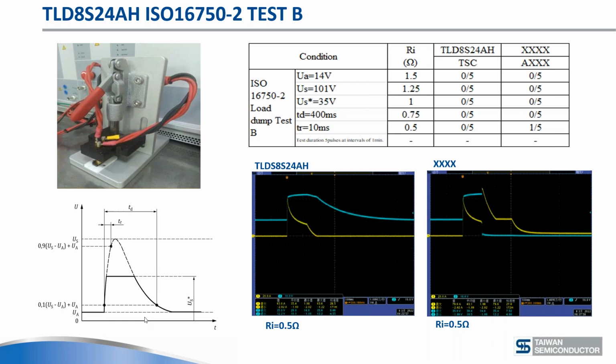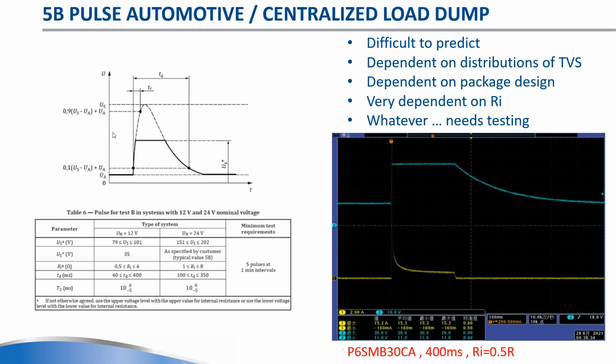The second thing, of course, is that the internal resistance and the distribution are very critical. In this case, 5B, it's very critical to understand that this is where the biggest cost savings potentially are, or the biggest differences between suppliers potentially are. I'm going to give you an example.